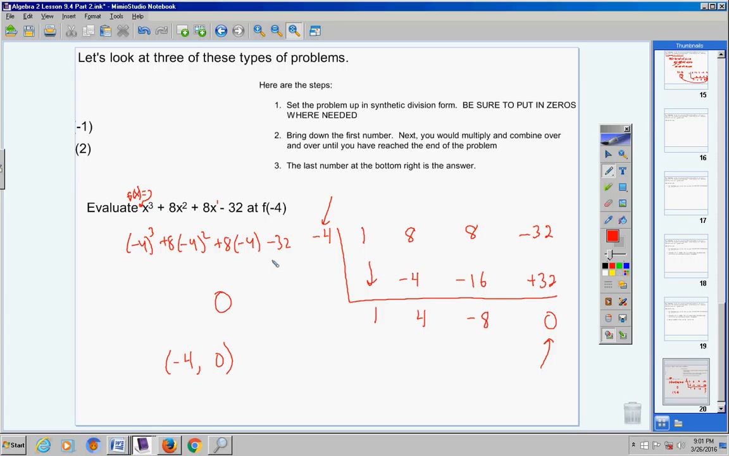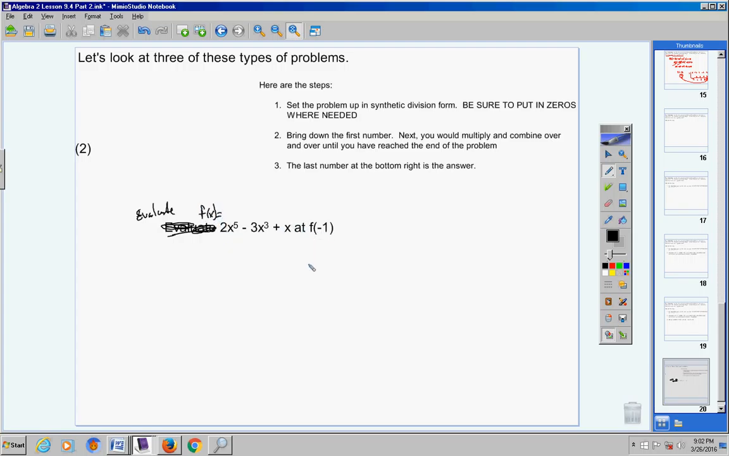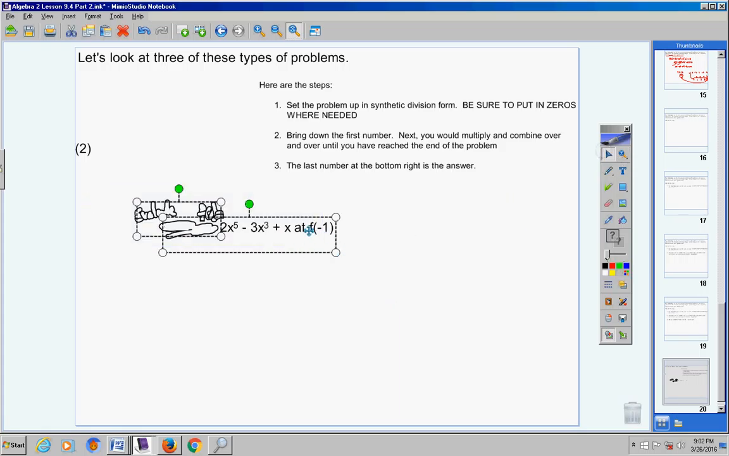Alright, let's continue on. Let's take a look at another example. Now, I really messed up by not putting f of x. So when you write this in your notes, would you please listen to me? You should write: evaluate f of x equals, and then put this right here, at f of -1. You really should, guys. That's the right way to put it, okay?